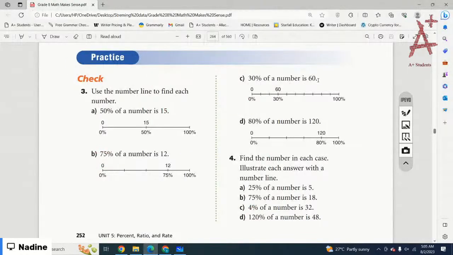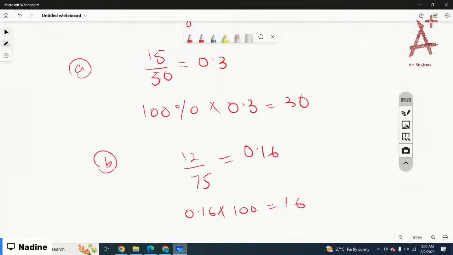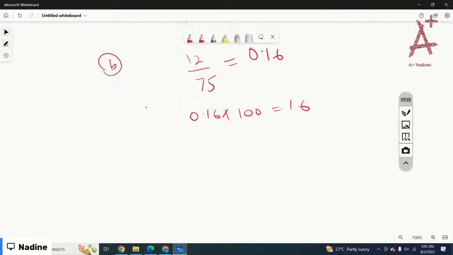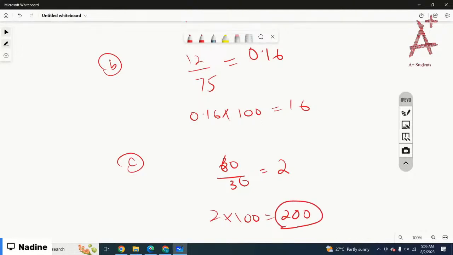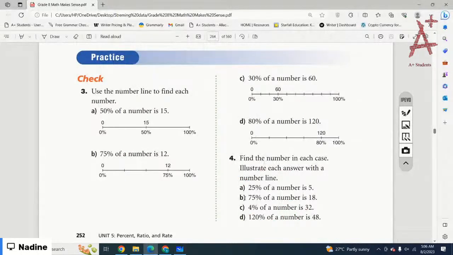The next one is 30% of a number is 60. So the number is 60 divided by 30, so it would be 2. Got it? You have to multiply it by 100. That means the number is 200. Got it? The number is 200 and 30% of 200 is 60. Okay, you can do D by yourself. Let's just start with question number 4.